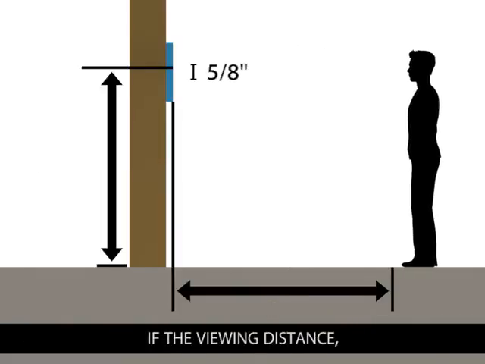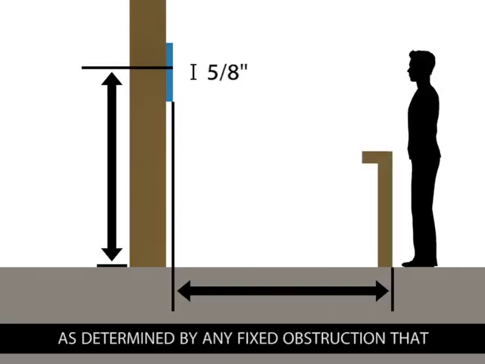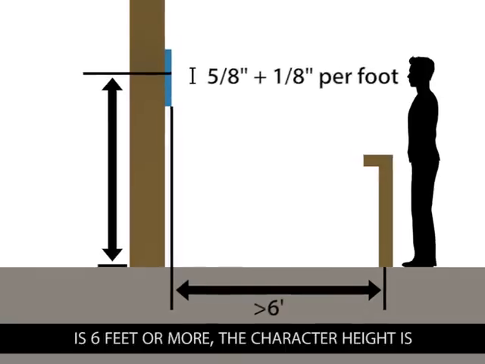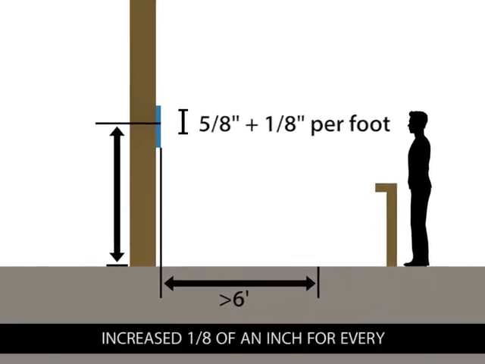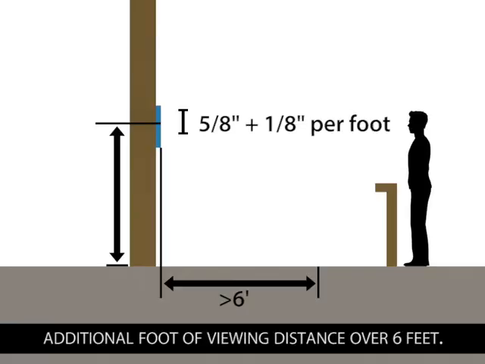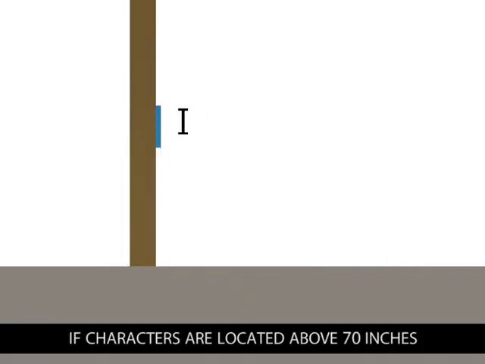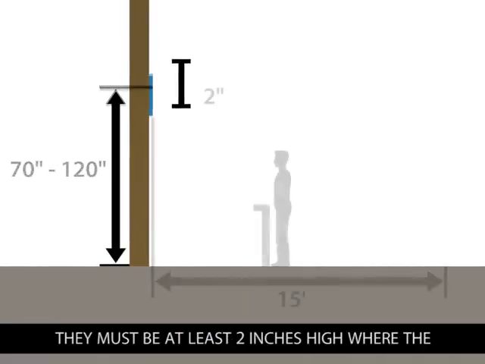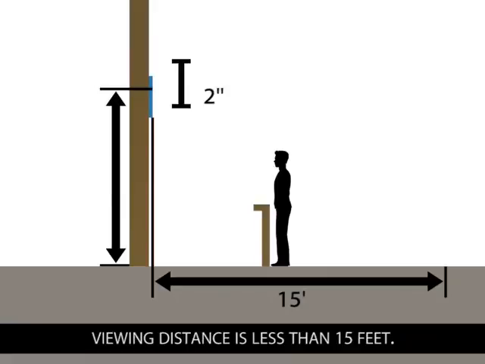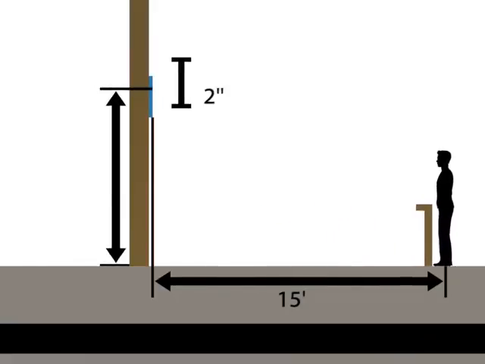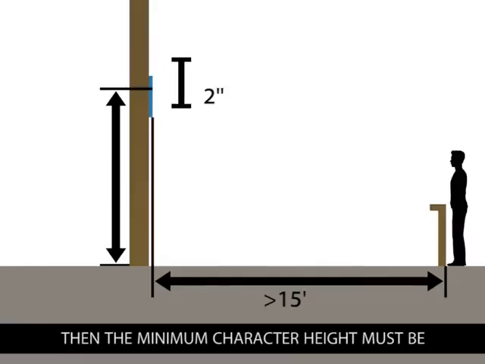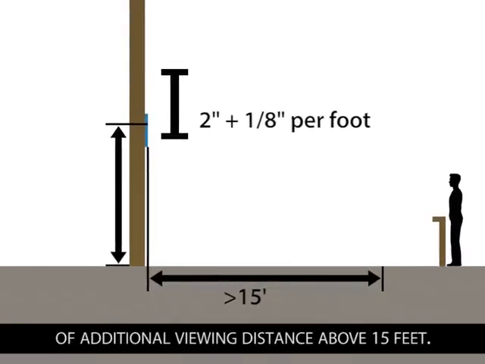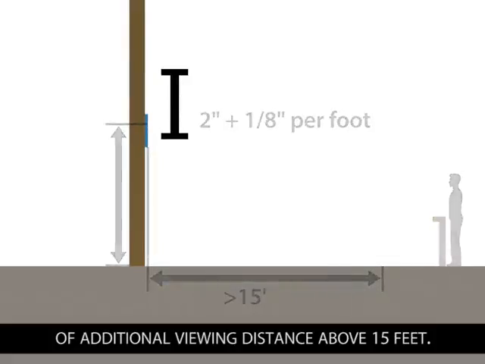If the viewing distance, as determined by any fixed obstruction that prevents a closer approach to the sign, is 6 feet or more, the character height is increased 1/8 of an inch for every additional foot of viewing distance over 6 feet. If characters are located above 70 inches to a height of 120 inches, they must be at least 2 inches high where the viewing distance is less than 15 feet. If the viewing distance is greater, then the minimum character height must be increased 1/8 of an inch for every foot of additional viewing distance above 15 feet.